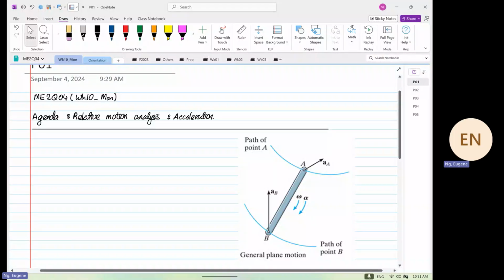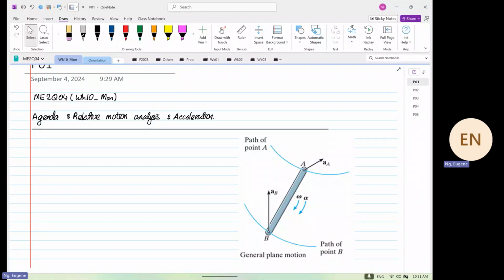Okay, today we are going to do something different, not necessarily new, but it's different. And we are going to look at acceleration now. Okay, so we are going to focus on acceleration.